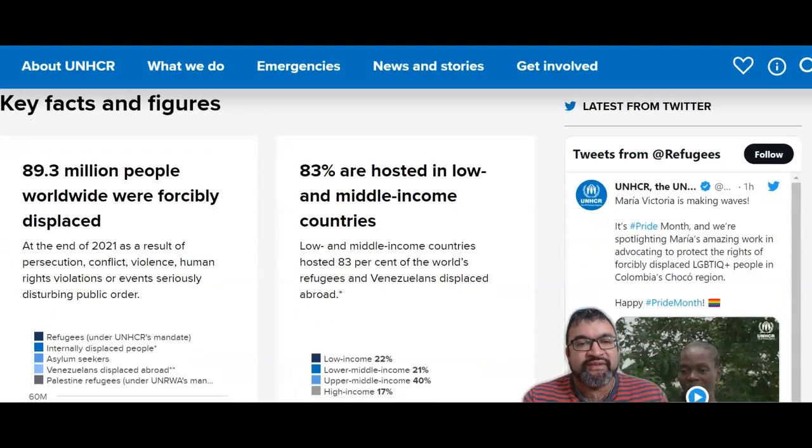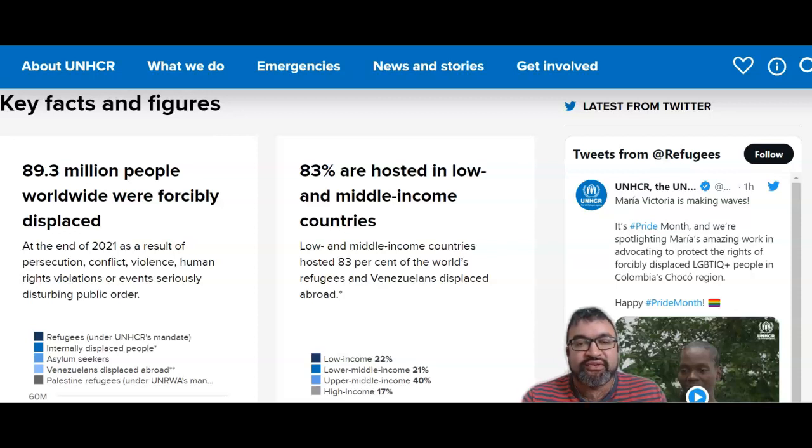So what are some key facts and figures? Well, 89.3 million people worldwide were forcibly displaced. And that's close to about a third of the population. A third of the United States population. Just thinking about the number, that's quite a number of people.